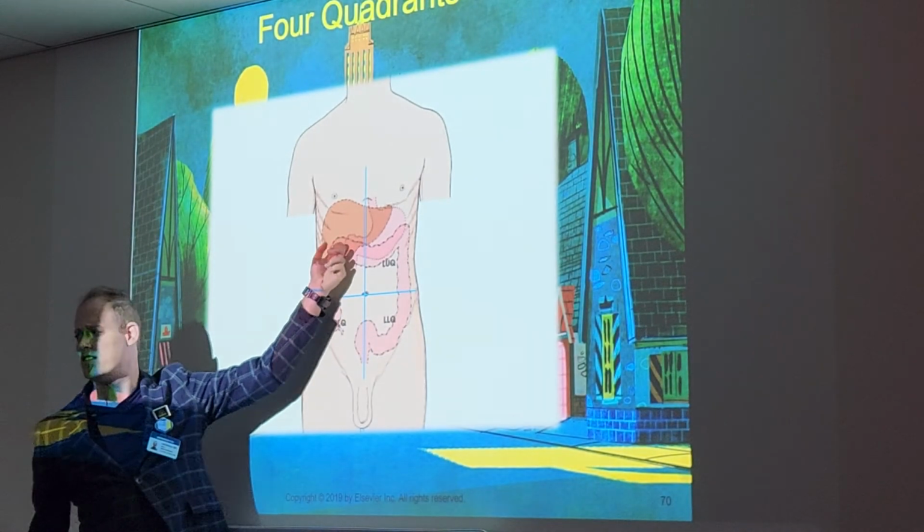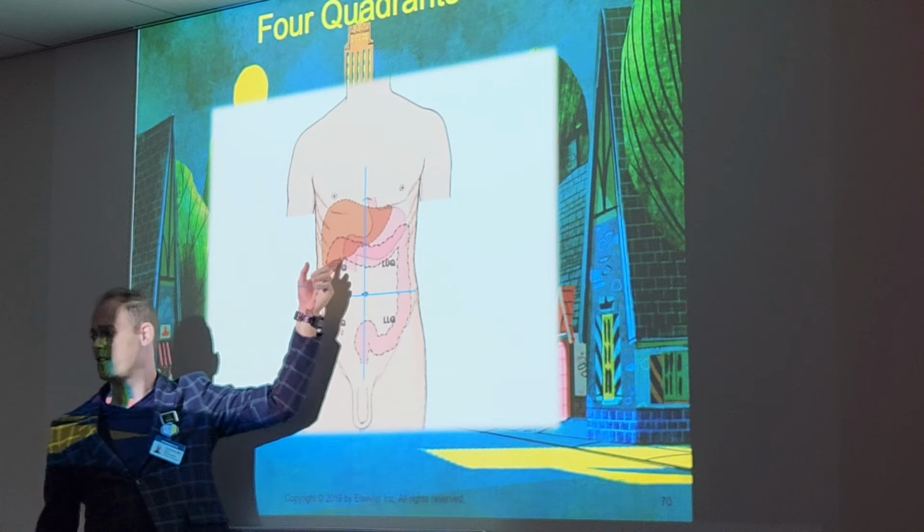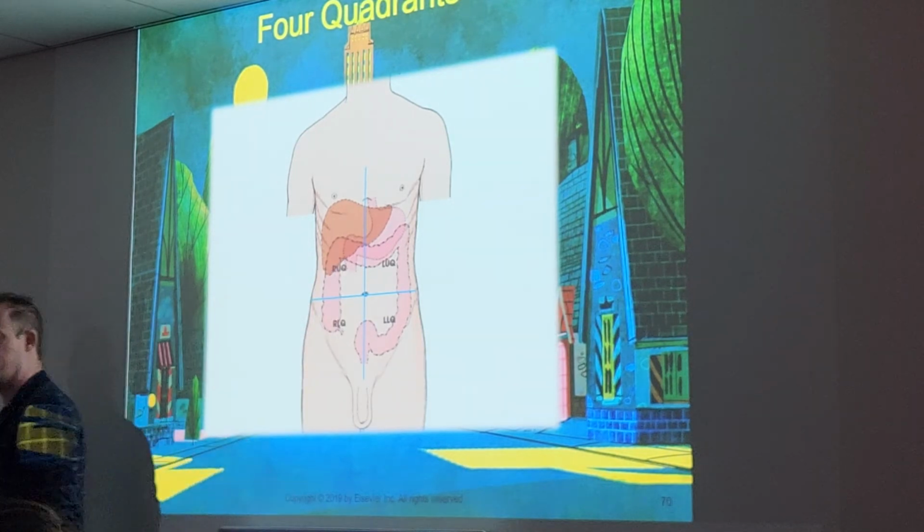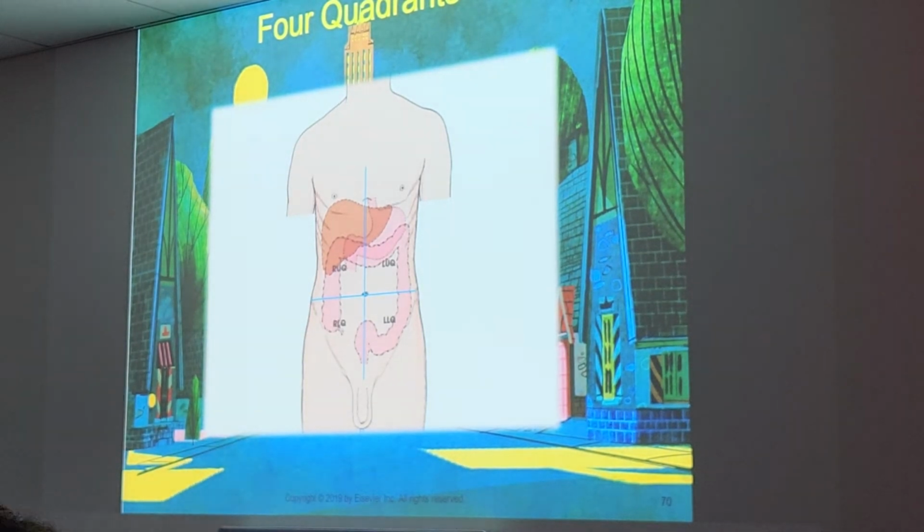One more we can add, because I've seen this come up. Gallbladder specifically falls in the right upper quadrant. You want to write that down, the gallbladder. They do ask that one as well. Gallbladder falls in the right upper quadrant.